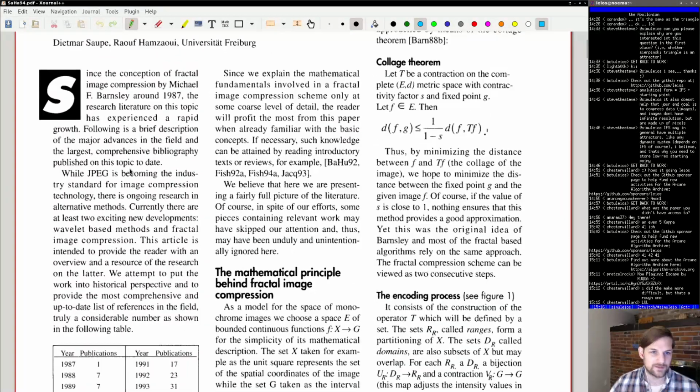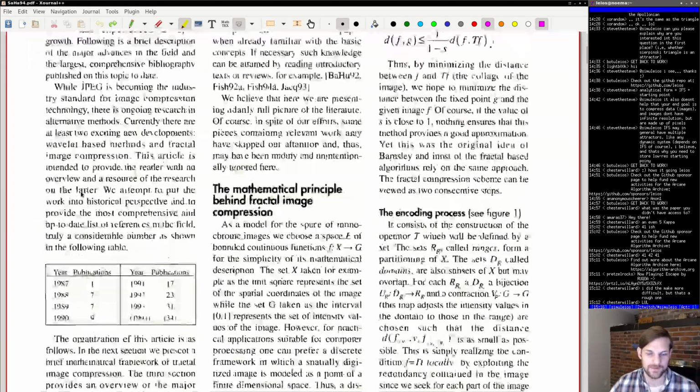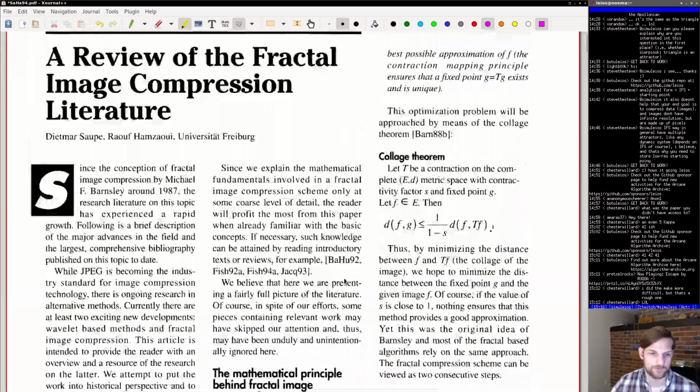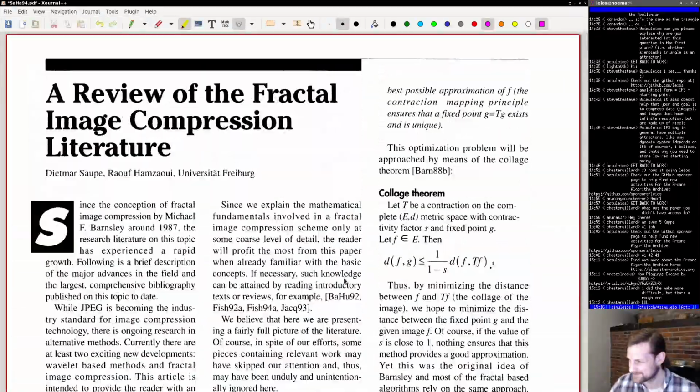So, since the conception of fractal image compression by Michael F. Barnsley around 1987, let me go ahead and draw this. The research literature on this topic has experienced a rapid growth. Following is a brief description of the major advances in the field and the largest comprehensive bibliography published on this topic to date. This is published in 1994. So it's only 7 years after Barnsley originally proposed it.